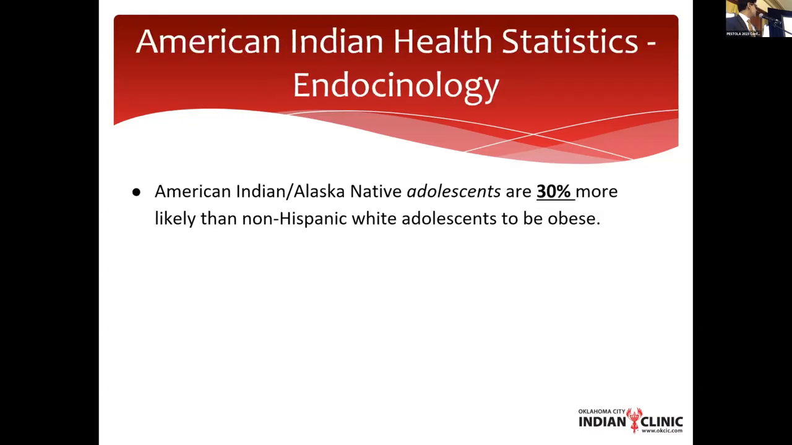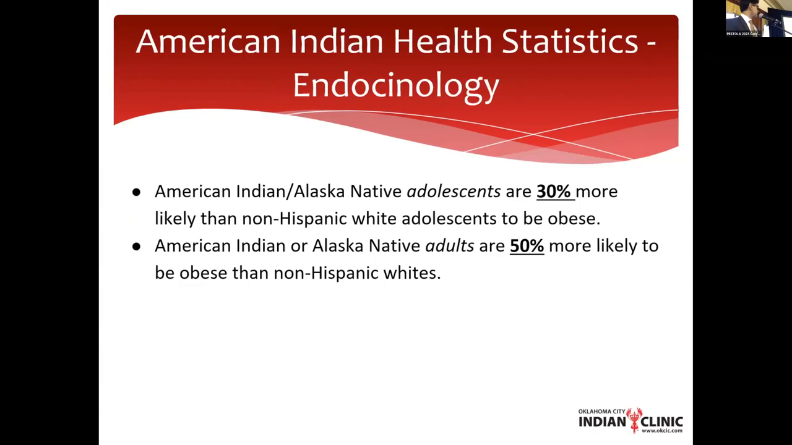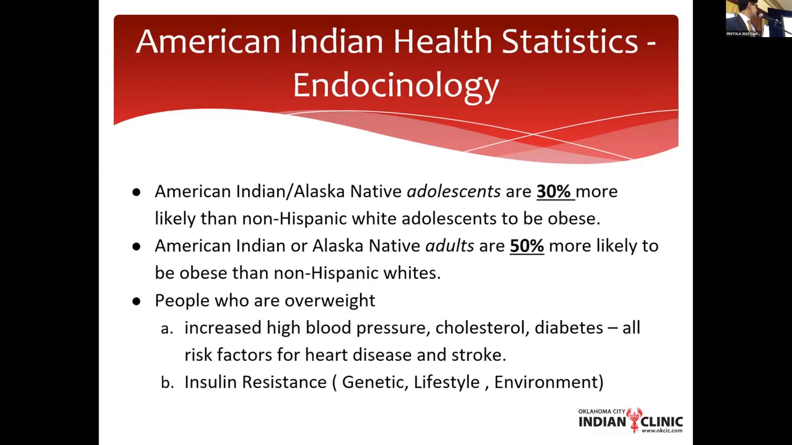When it comes to the endocrine statistics, Native American adolescents are 30% more likely than non-Hispanic whites to be obese, and Native American adults are about 50% more likely to be obese than non-Hispanic whites. Increased blood pressure, cholesterol, and diabetes are all risk factors for heart disease and stroke. Of course, the incidence is pretty similar to the general population, but they're at a higher risk for these comorbidities. Of course, insulin resistance is pretty high.